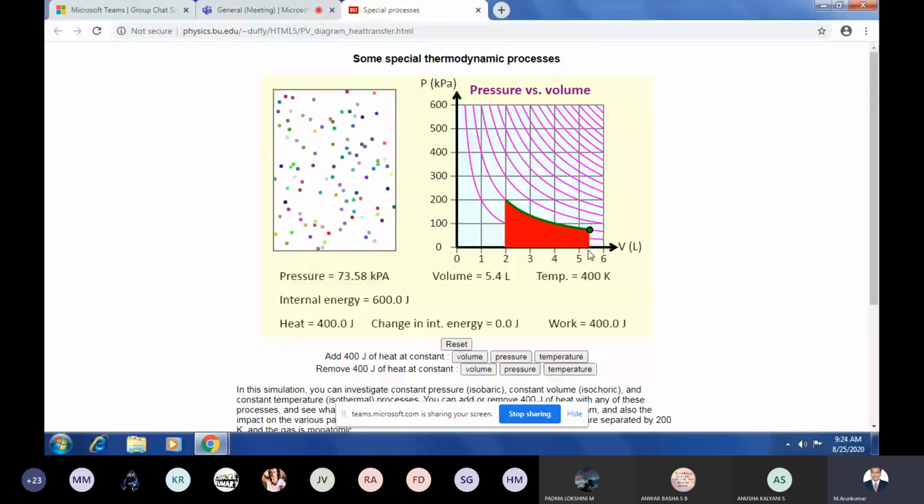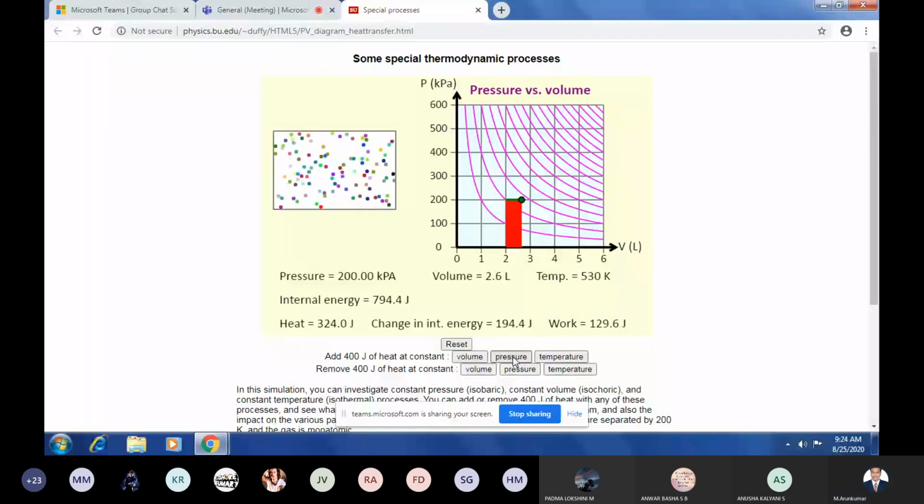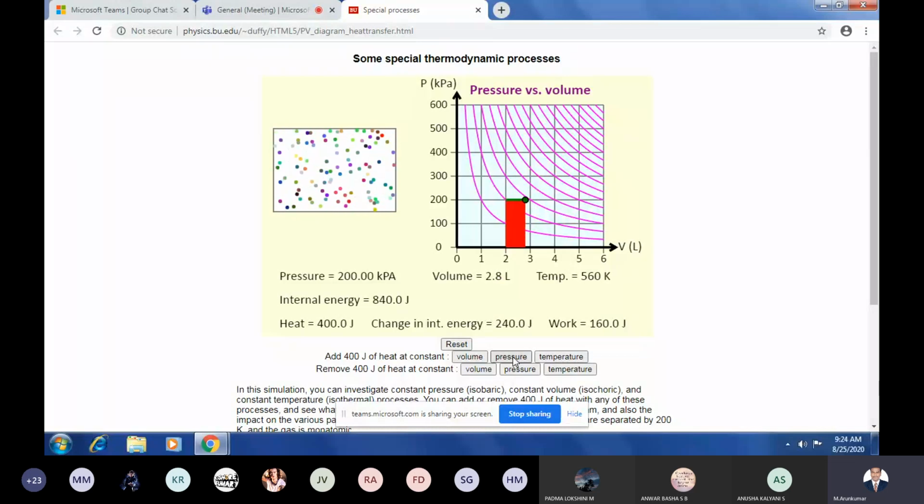So in an isobaric process, say pressure is constant. If you add heat energy to the system in an isobaric process, what will happen? Yes, pressure will be the same. Pressure is constant, but we are increasing the temperature.